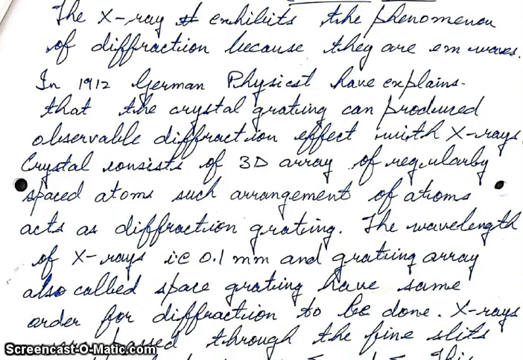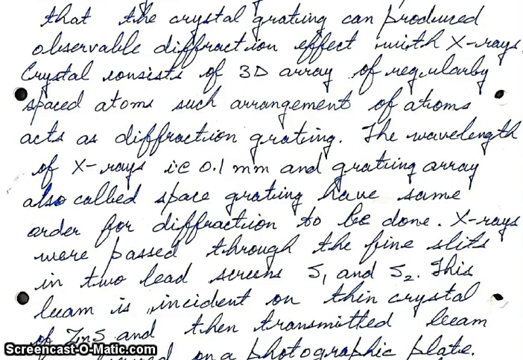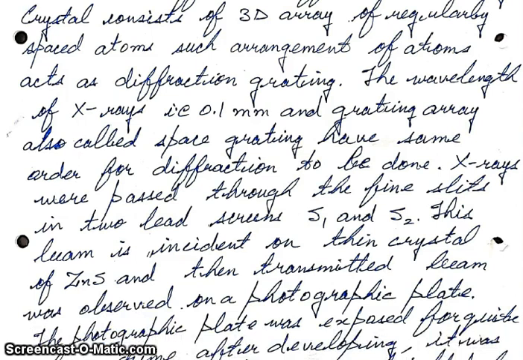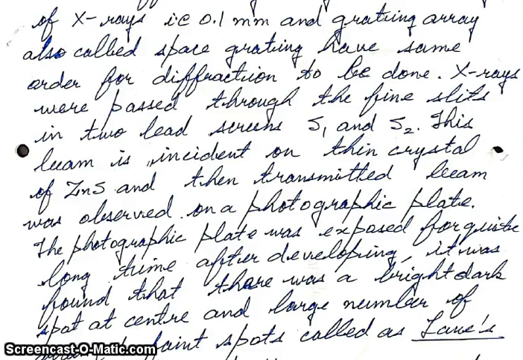X-rays were passed through fine slits in two lead screens, right? S1 and S2, indicated as S1 and S2 in the further diagram. This beam is incident on a thin crystal of zinc sulfide, and then the transmitted beam was absorbed on a photographic plate, and the photographic plate was exposed for a long time. After developing, it was found that there was a bright spot at the center and a large number of regularly arranged faint spots called the Laue pattern. The Laue pattern was obtained with different crystals.